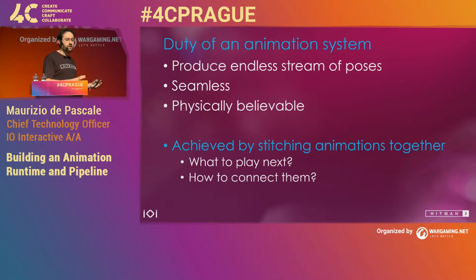Of course, unless you're making, I don't know, a remake of Dragon's Lair or some game like that, it's very hard for you to pre-compute everything up front. So reality is that your system needs to constantly create this fake stream by stitching smaller pieces together, right? By stitching clips of animation or even individual frames, individual poses together.